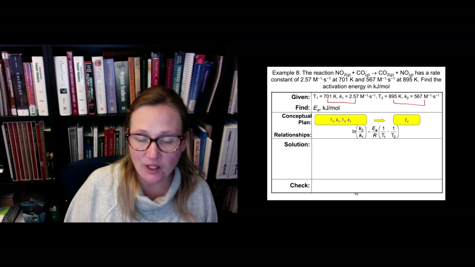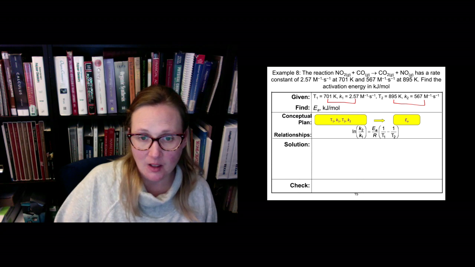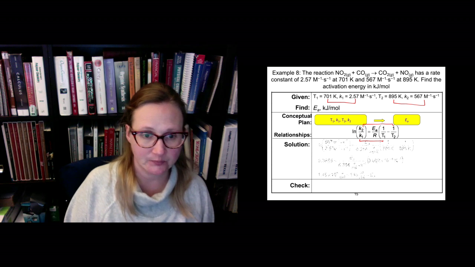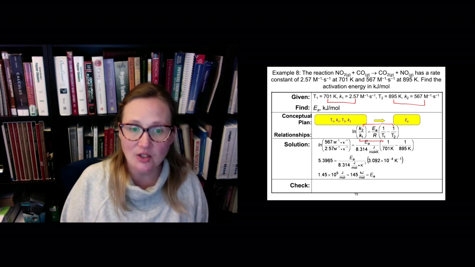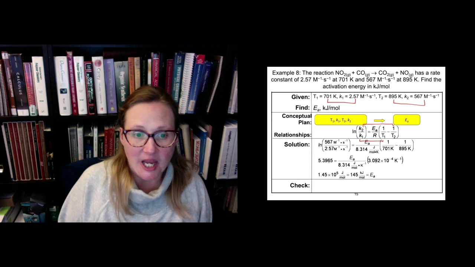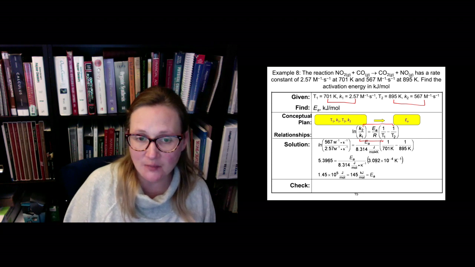Okay, and really what we're going to do is use that two-point Arrhenius equation in order to find out the activation energy. So we're going to plug in numbers. Okay, so here again, K1 goes with T1 and K2 goes with T2. All right, so let's do that. So we know that K2 is 567 and K1 is 2.57.